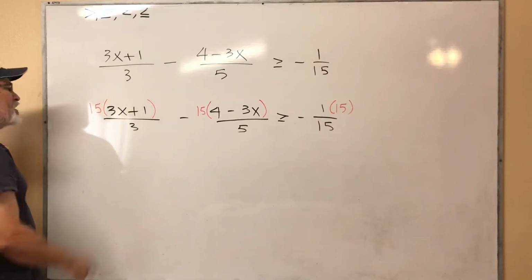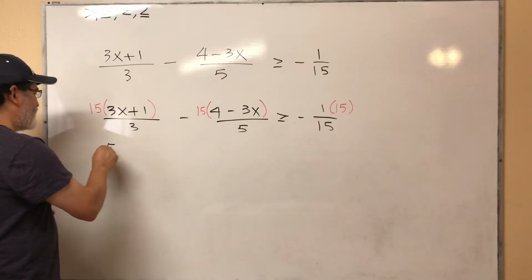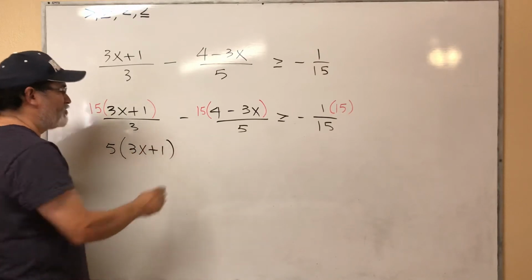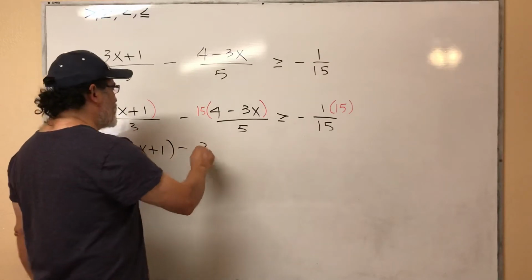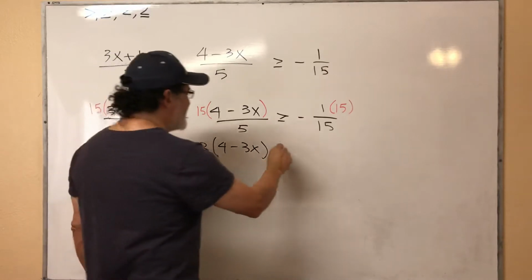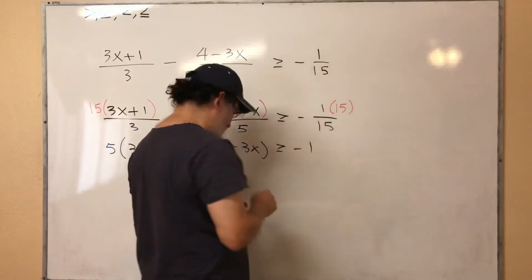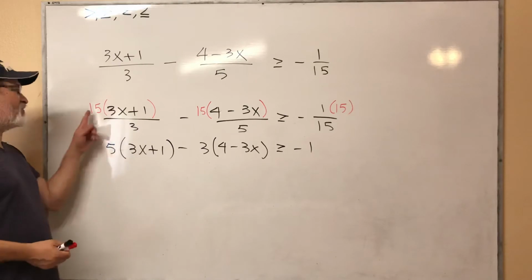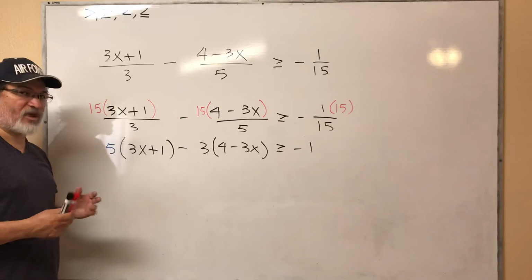Okay. All right, so 3 into 15, what is it? 5 times (3x + 1) minus 5 into 15, what is it? 3 times (4 minus 3x). Yep, greater than or equal to. The 15's cancel, we get minus 1. All right, very good. Now you're saying, well, when are you going to multiply the 15 times the 3x? I'm going to do it right now. Now the fractions are gone, I can do it now.